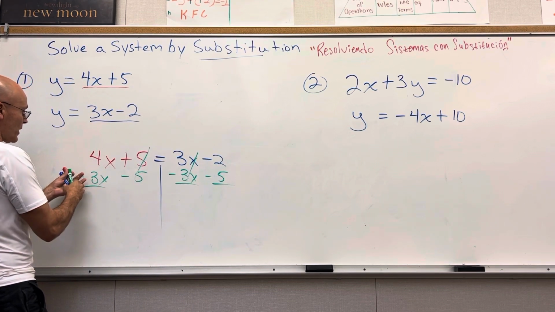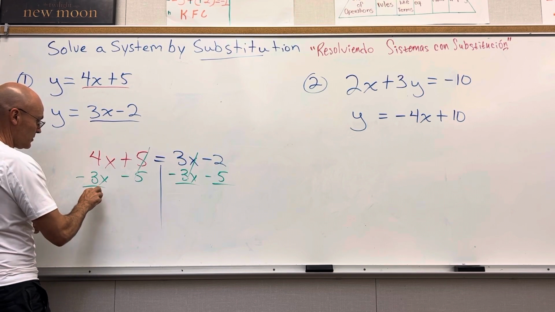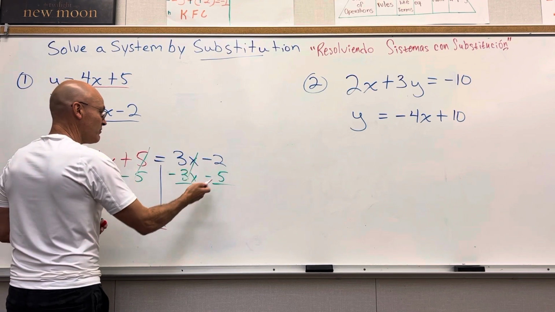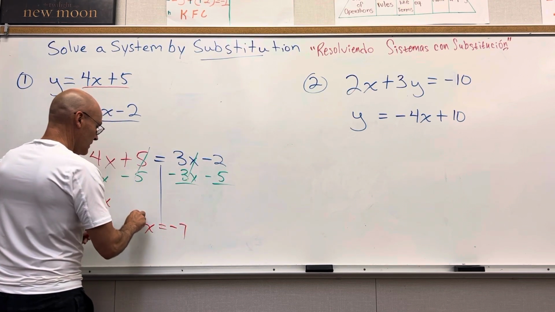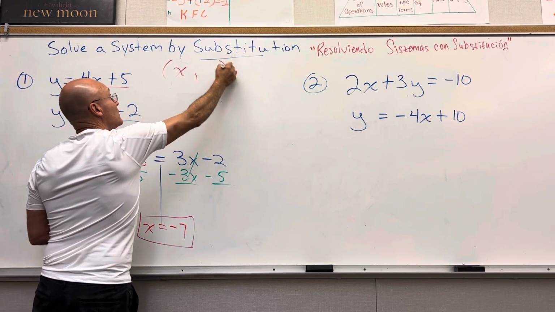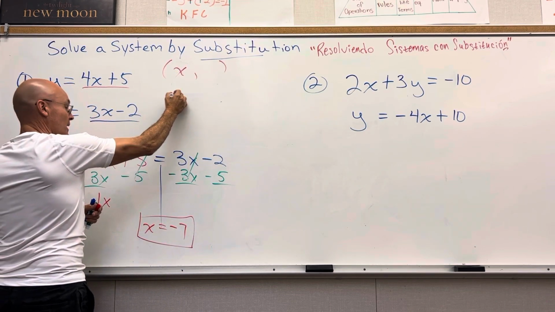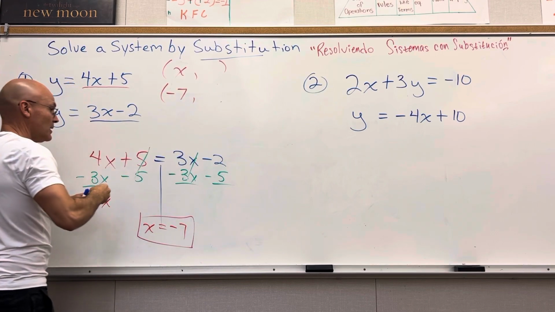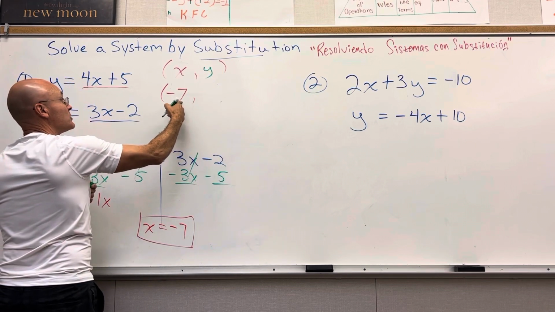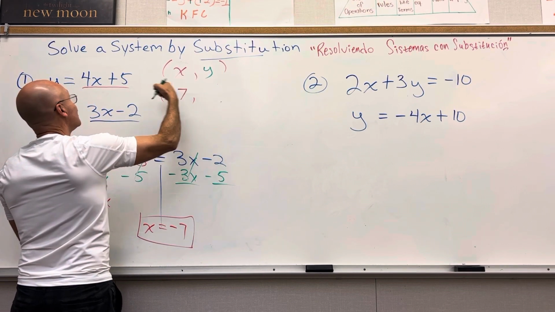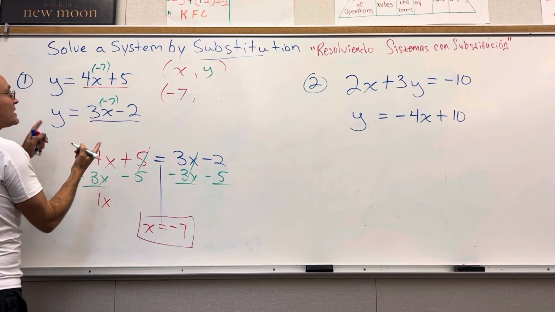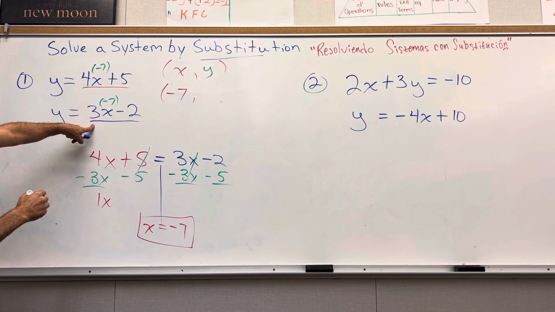So what is 4x minus 3x? Well, luckily it's just 1x, which we really don't need the 1. And negative 2 minus 5 is negative 7. And we just solved for x, which is half of our solution, negative 7 for x. Now, to find out what y equals, all you have to do is plug in the negative 7 here or here, and it'll be the same answer, either one of these that you put in.